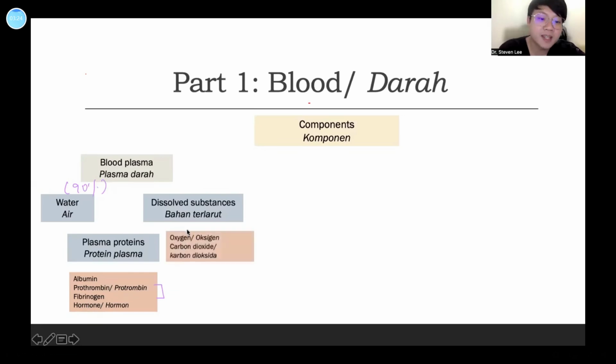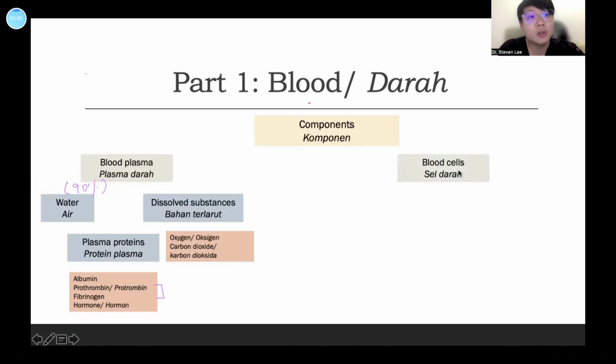So dissolved substances basically will be like your dissolved oxygen, dissolved carbon dioxide, and that's about it. So the water part of it makes up 90% of the plasma, and these 2 make up the remaining 10% of the plasma. So it's relatively simple. So this part, I don't think there's any questions that they will ask you. Maybe it's just a chart asking you to fill in what those are. So it's pretty simple. Majority of the questions come from the blood cells.